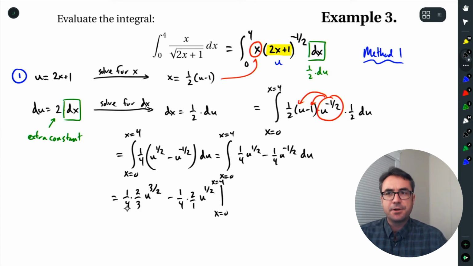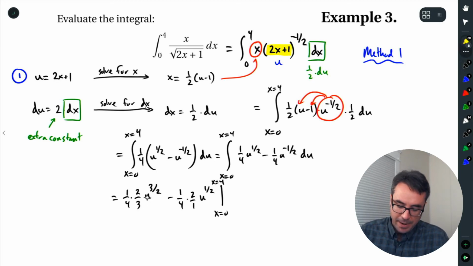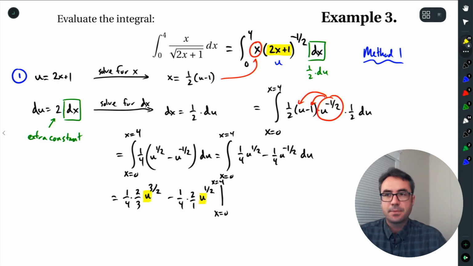Simplify this thing down a little bit. So some of the 2's and 4's we can clean up a little. And we're also going to convert back to x. So instead of u raised to the 3/2, or instead of u raised to the positive 1/2, we're going to convert that back to 2x plus 1.